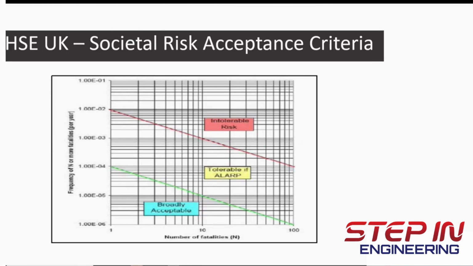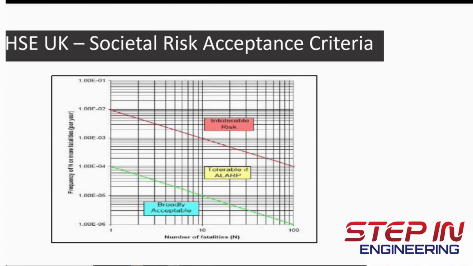So what is the acceptance criteria? This kind of plot will be coming. As a result of societal risk assessment, this kind of x and y plot will be coming. Generally I use this particular kind of graph for the project, so I'm going to show this project.